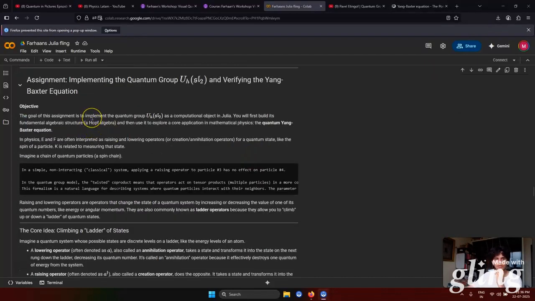The goal of the assignment is to use this special case of a quantum group, and we're going to learn to initialize this as an object in Julia. Moreover, we will look at using this to verify the Yang-Baxter equation. So let me start to explain what a quantum group is.